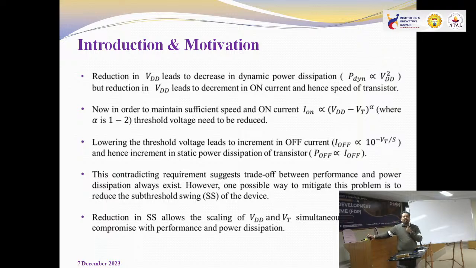However, there exists one way to mitigate this problem, that is by lowering the subthreshold swing of the device. The reduction in subthreshold swing allows us to scale VDD and VT simultaneously, where VDD is the supply voltage and VT is the threshold voltage. Reduction in SS will allow me to scale supply voltage as well as threshold without sacrifice in performance and power.